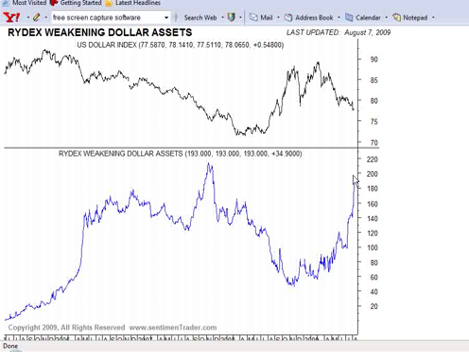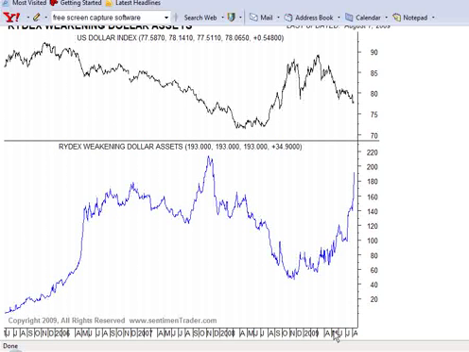And this is showing how much money is going into funds that will increase as the dollar declines or as the dollar weakens. And you can see since June, last time we looked at this, the amount of money going into these funds has continued to explode up and is back near its all-time high from 2007. So from a contrarian point of view, when you see the money going in like this to an extreme degree, it's time to consider betting against the continuation of that trend.